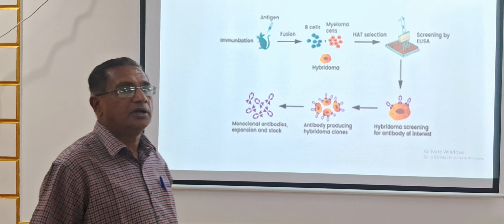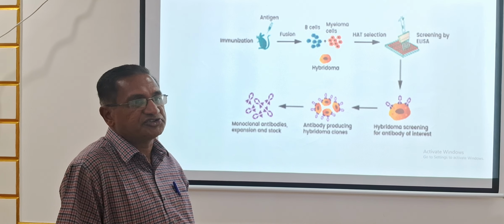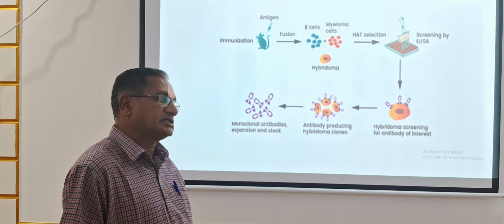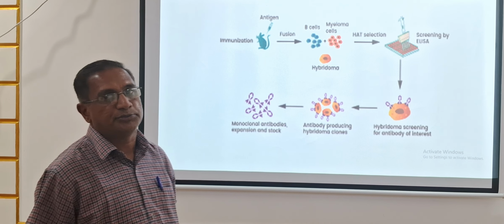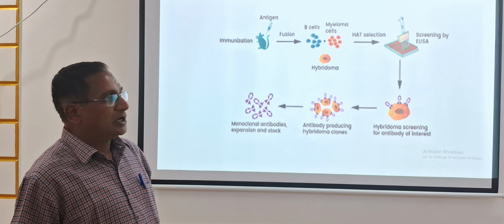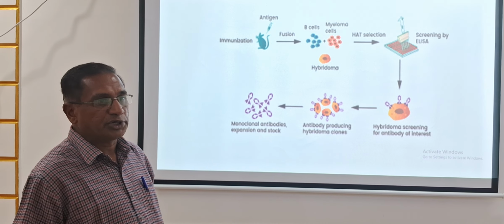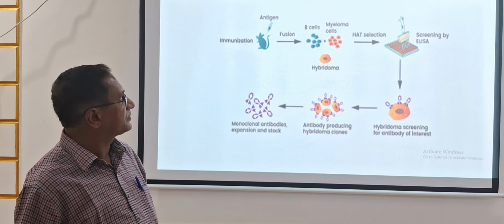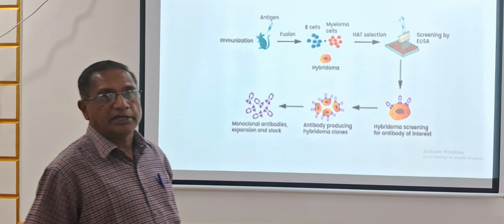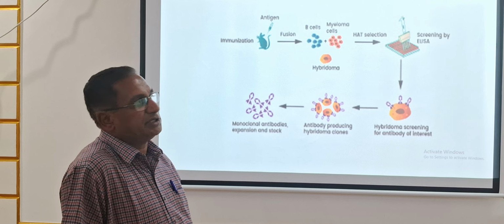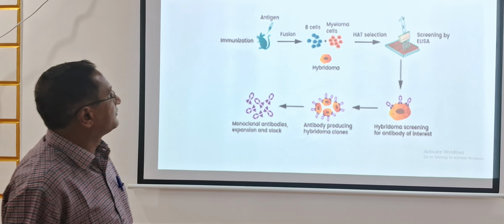Then these hybrid cells can be selected by using a selective media, that is the HAT media. HAT media means hypoxanthine, aminopterin and thymidine media, which is used to separate only the HGPRT enzyme-containing cells. So that can be analyzed by using the ELISA method, that is the enzyme linked immunosorbent assay method.